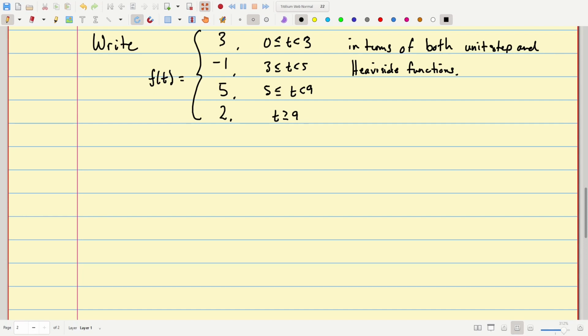All right. So if we start off at 3, what should be the first component of our function f of t written? We'll start off with unit step functions. This function's constant except when it changes, right? So what's a constant function whose value is 3?